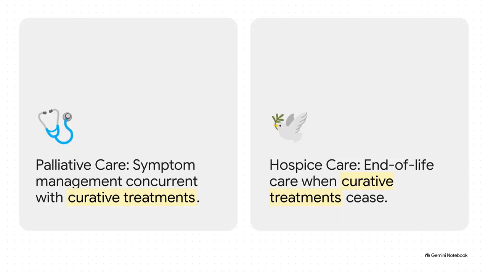Along those same lines, our documentation has to clearly delineate between palliative care and hospice care. Palliative care manages symptoms concurrently with curative treatments, meaning the patient can still be actively fighting the disease. Hospice care focuses exclusively on end-of-life comfort, initiated only when curative treatments have stopped entirely. Mixing these up in the chart fundamentally misrepresents the patient's entire care plan.